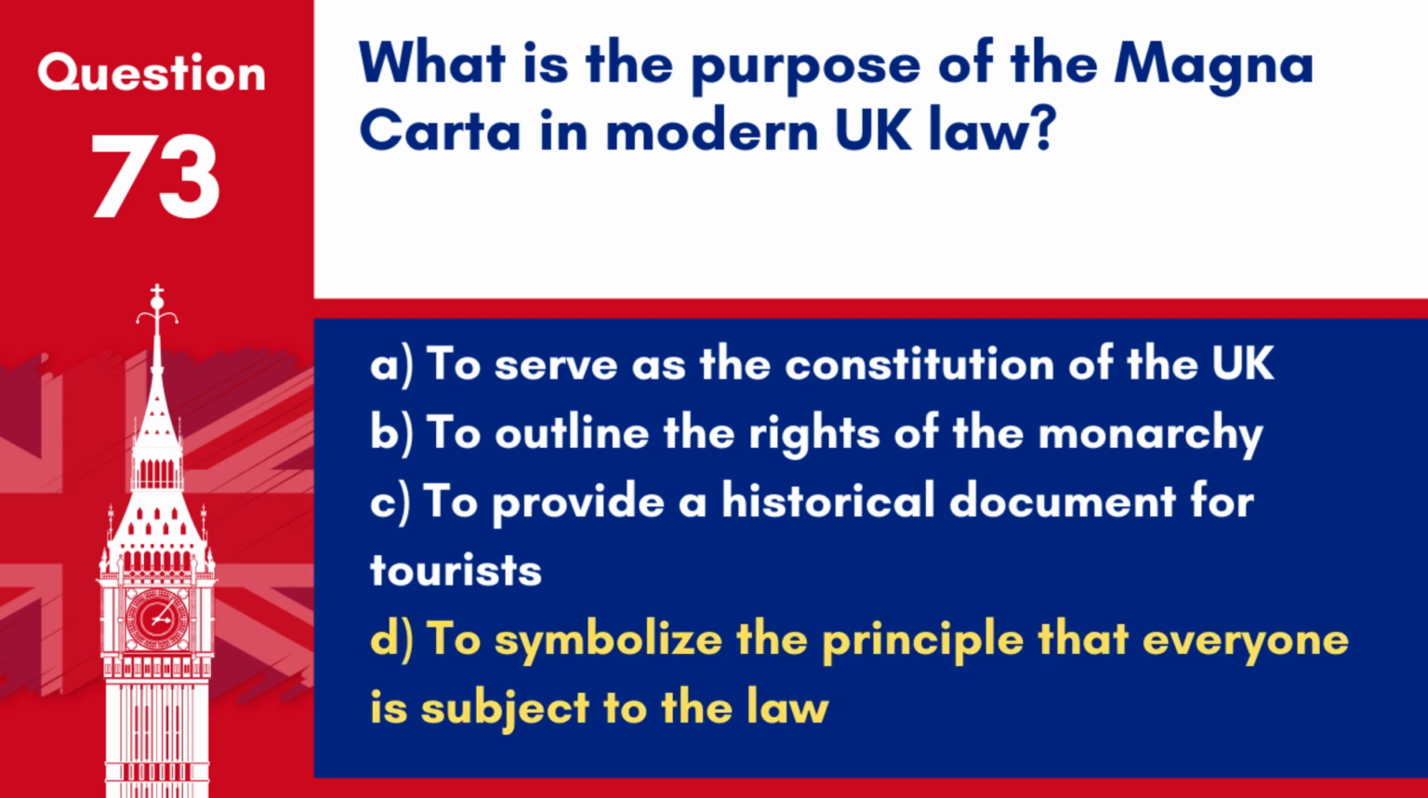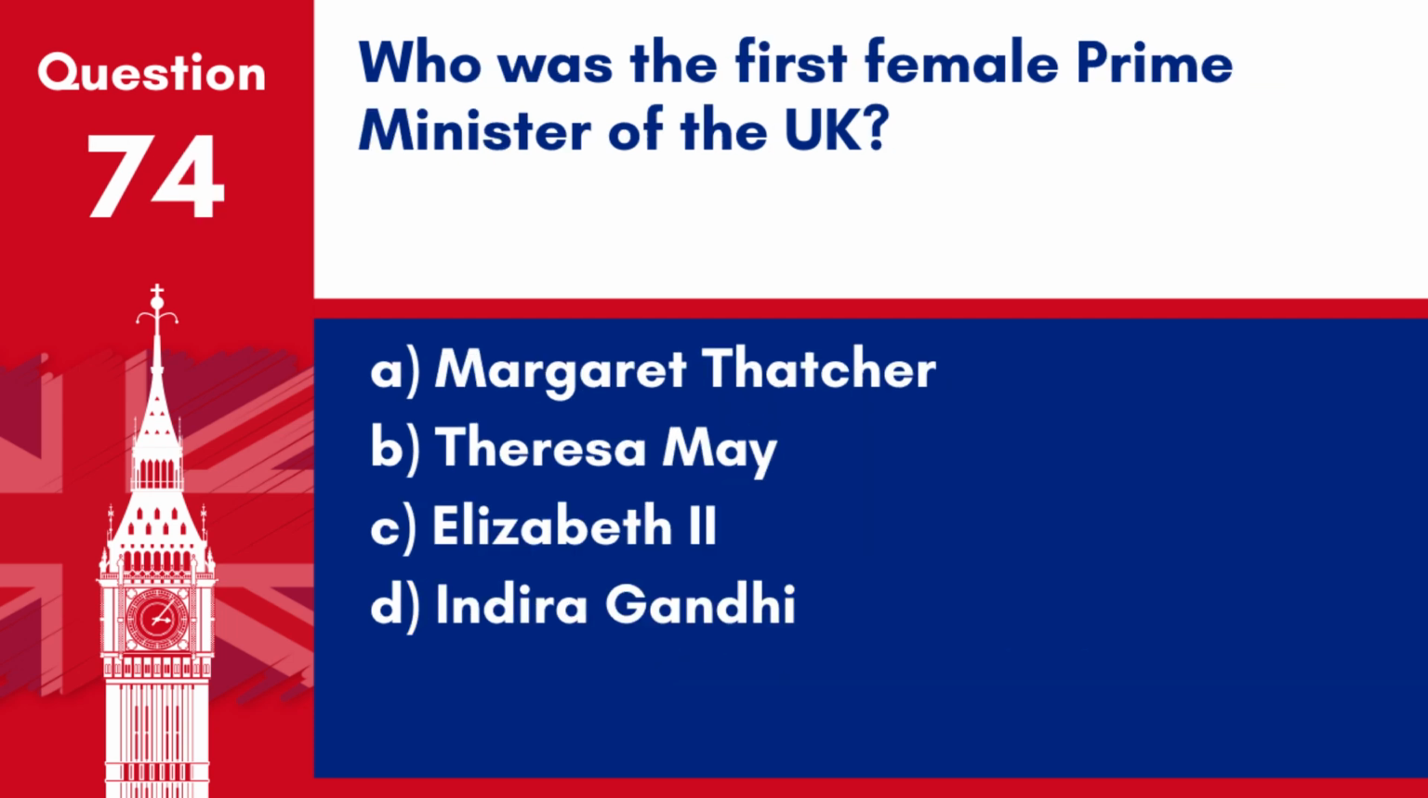Answer. D. To symbolize the principle that everyone is subject to the law. The Magna Carta is revered as a symbol of the fundamental principle that everyone, including the monarch, is subject to the law. Question 74. Who was the first female Prime Minister of the UK? A. Margaret Thatcher. B. Theresa May. C. Elizabeth II. D. Indira Gandhi. Answer. A. Margaret Thatcher. Margaret Thatcher was the first woman to hold the office of Prime Minister in the United Kingdom, serving from 1979 to 1990.